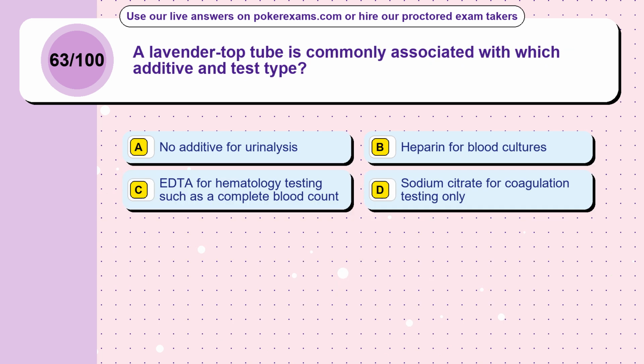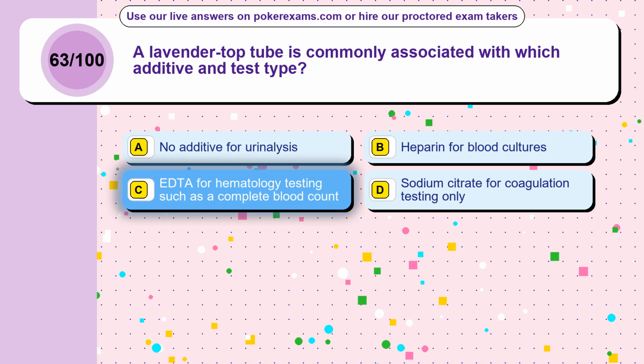Question 63. A lavender top tube is commonly associated with which additive and test type? Option A. No additive for urinalysis. Option B. Heparin for blood cultures. Option C. EDTA for hematology testing such as a complete blood count. Option D. Sodium citrate for coagulation testing only.